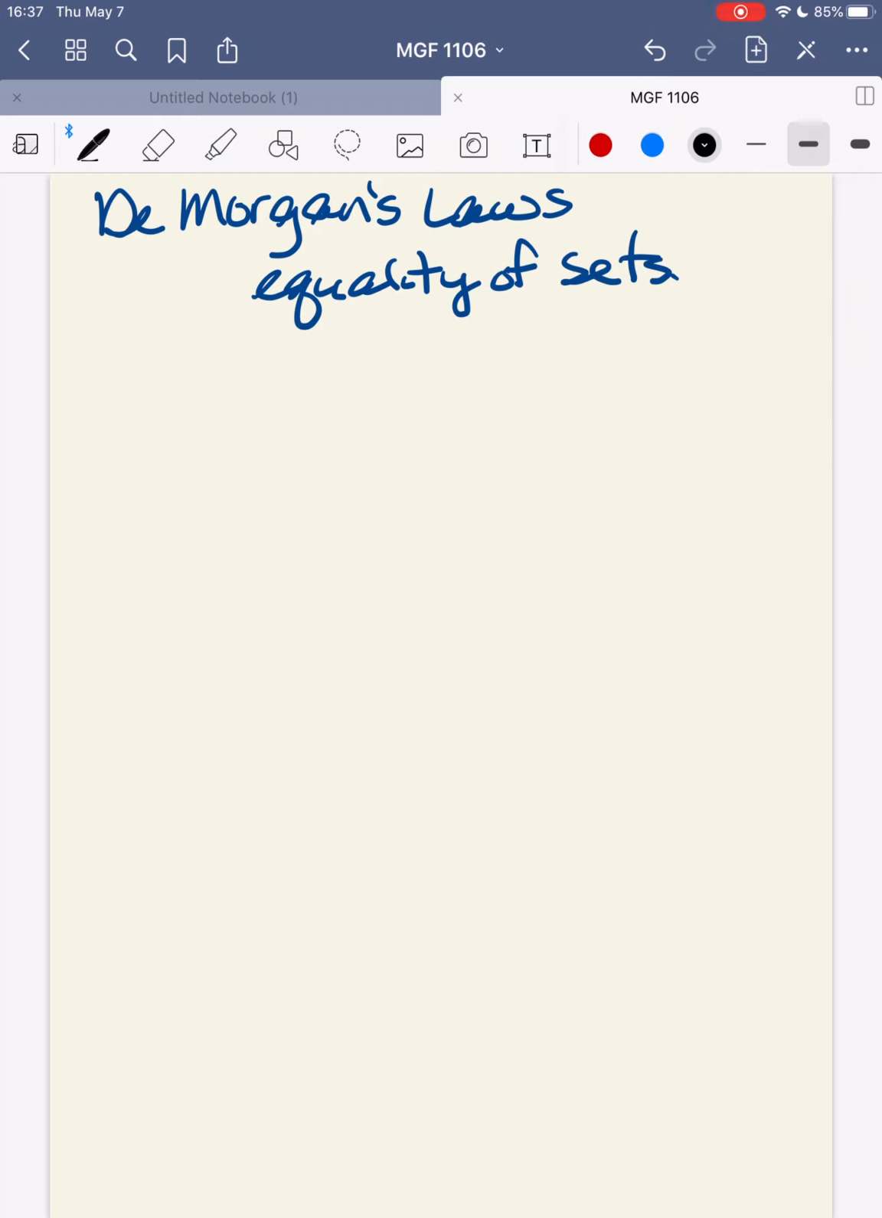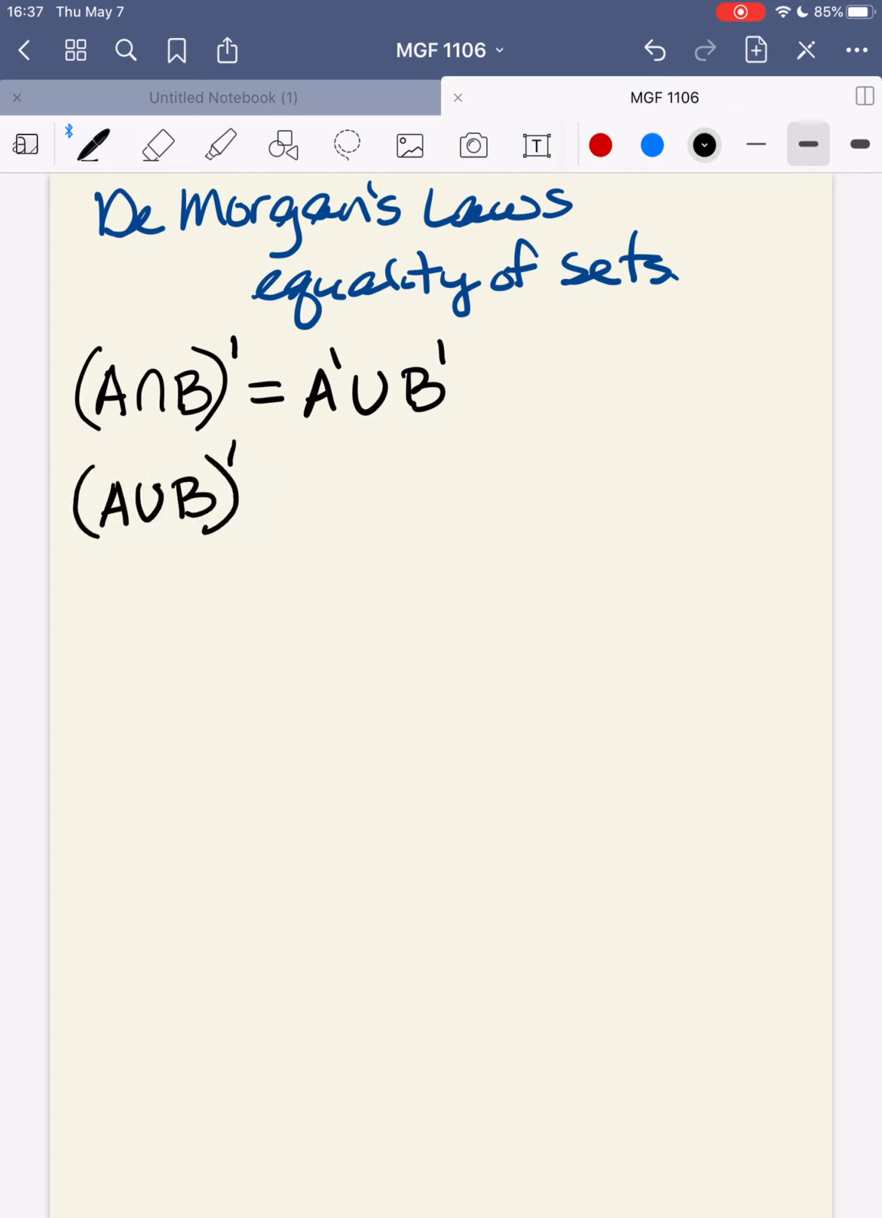Okay? And what De Morgan's laws are: if I have A intersect B complement, that is equal to A complement union B complement. If I have A union B complement, that is equal to A complement intersect B complement. So the complement of the intersection of 2 sets is equal to the union of the complements of those 2 sets.